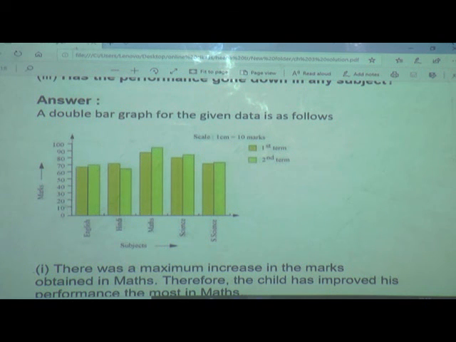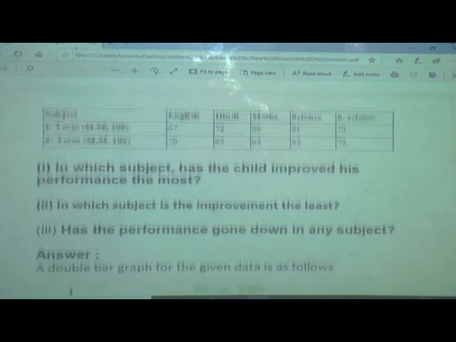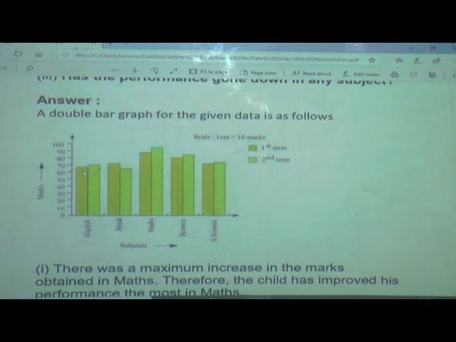So what we will do here: we have two readings for the English subject. First we will see how many marks he got in the first term. In the first term it is 67 and the second term is 70. So we have to go here: 67 is less than 70. This is 67 and this is 70. Here the subject was English. So we have to draw two bars for only one subject.